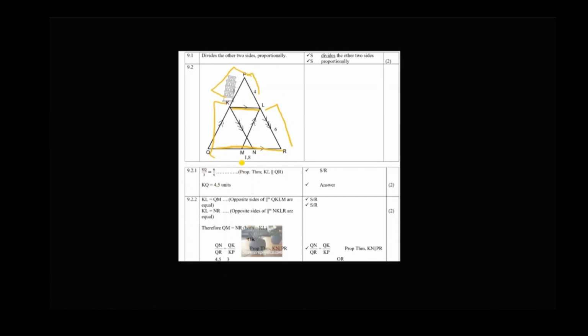Cross multiply. And please remember to state what theorem you're using, what theorem you're abiding by. It's the prop theorem, and then you have to state the two lines that are parallel to each other, that reinforces, that allows us to use this prop theorem. It's because KL is parallel to QR. And then you want to cross multiply, giving you an answer of 4.5 units.